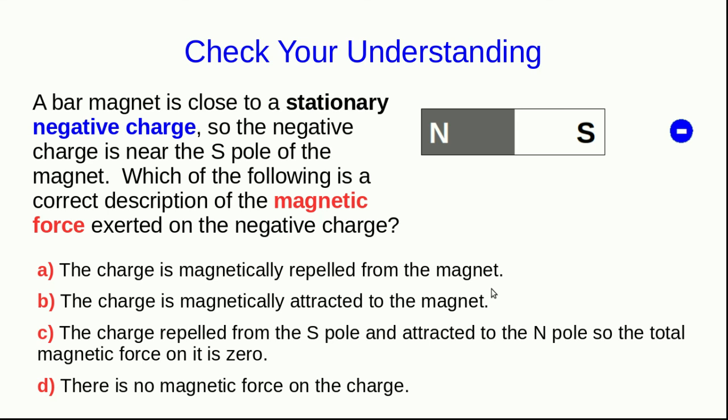Let's check your understanding of all that. Let's say we have a bar magnet and we've put it close to a stationary negative charge so that the negative charge is near to the south-seeking pole of the magnet. So which of the choices below is the correct description of the magnetic force that this bar magnet exerts on the negative charge?